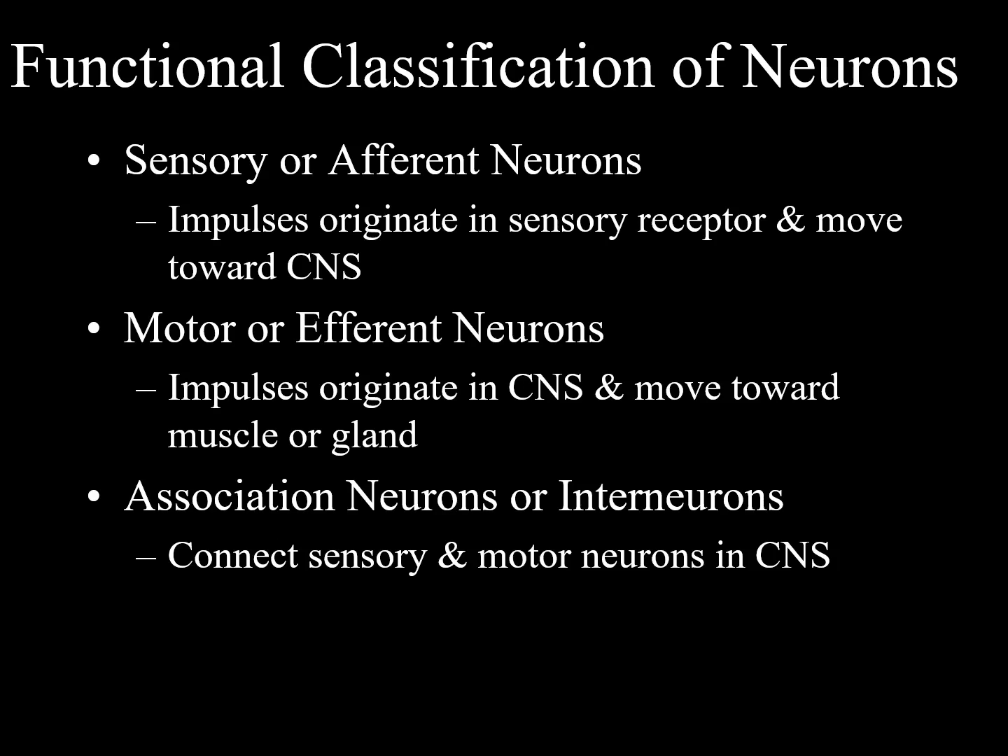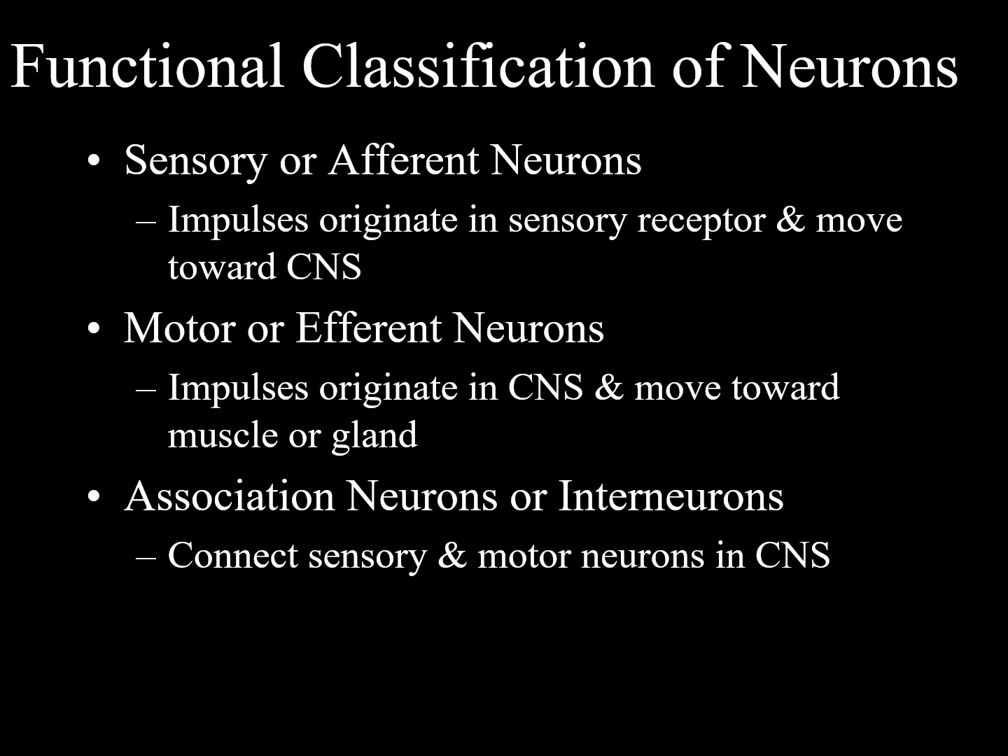And then motor neurons, or another word for it is efferent neurons. Motor neurons have impulses that originate in the central nervous system and then move outward, usually to a muscle or to a gland, to make something happen outside the central nervous system.